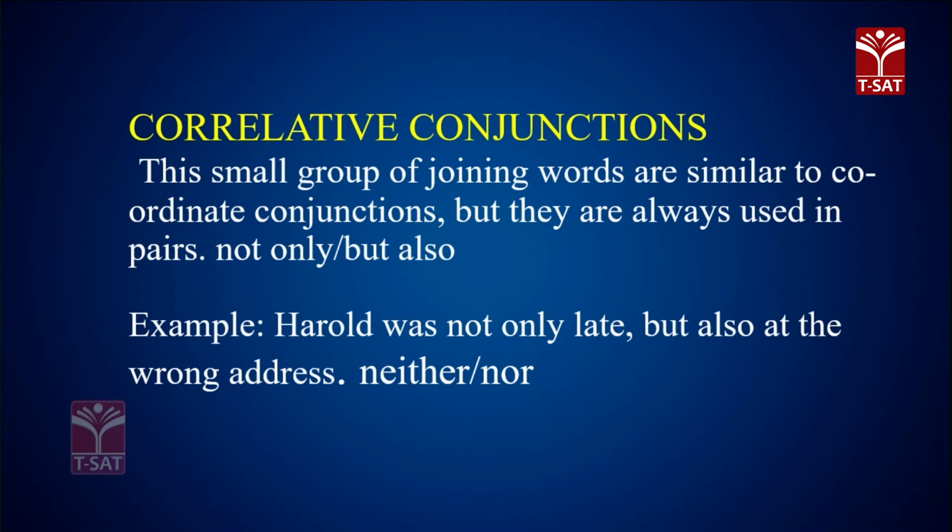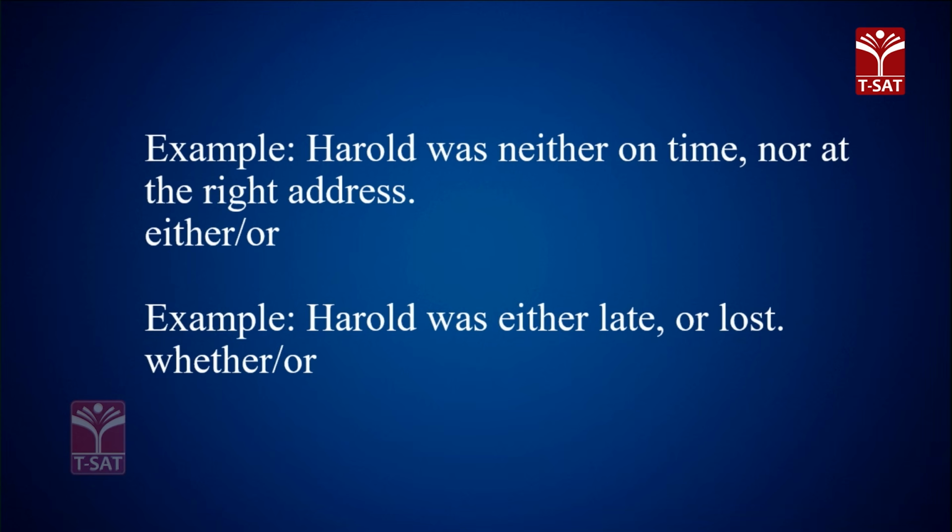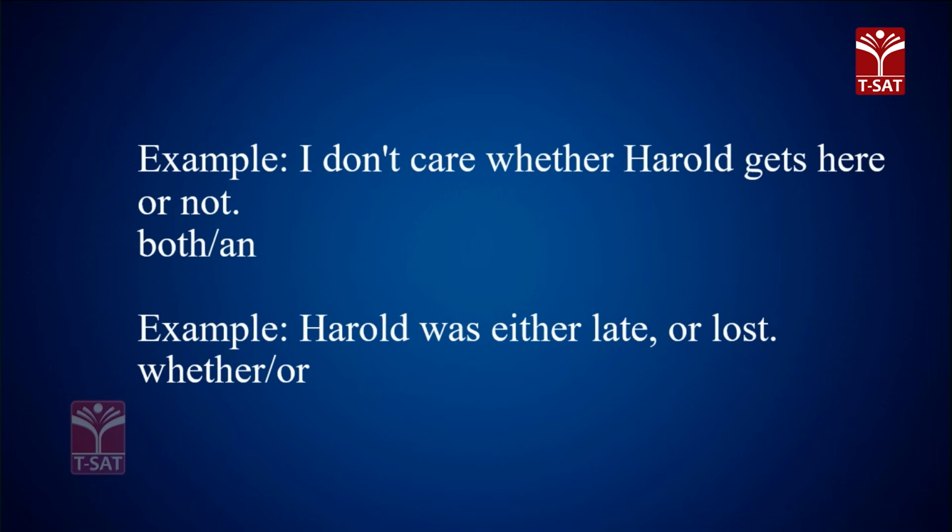Second correlative conjunction, neither nor. Harold was neither on time nor at the right address. The next correlative conjunction, either or. Harold was either late or lost. Whether or. Example, I don't care whether Harold gets here or not.